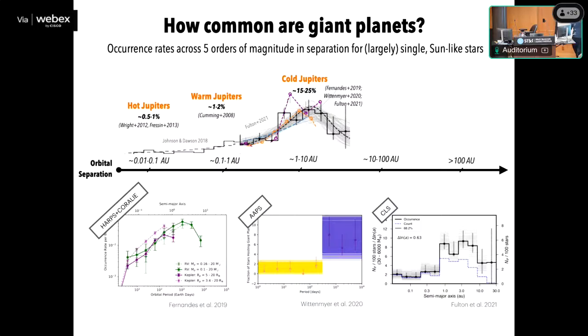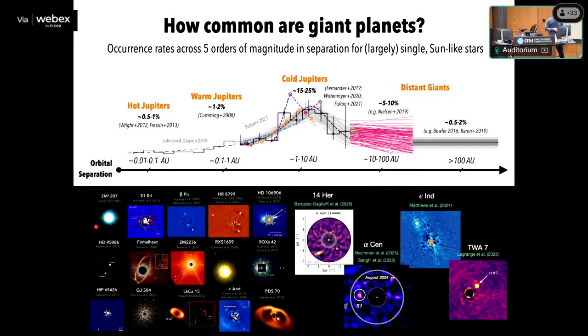There's a peak of cold Jupiters. These are all old stars, but if we think that we're seeing them where they formed, it's telling us something about the site of where giant planets form. So perhaps the giant planet production zone is 1 to 10 AU.